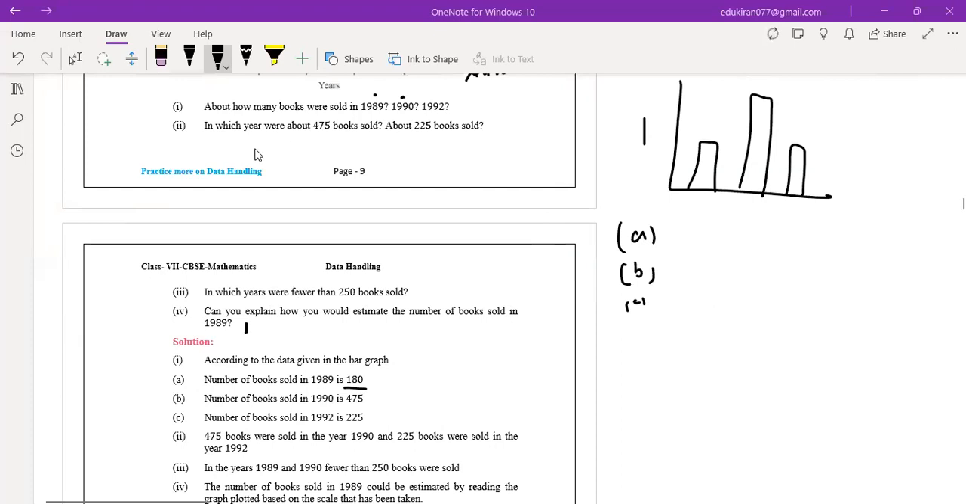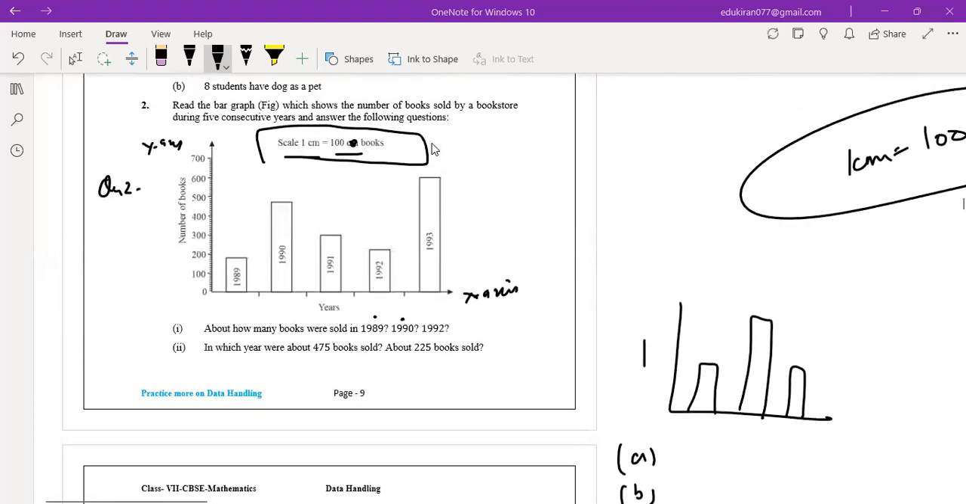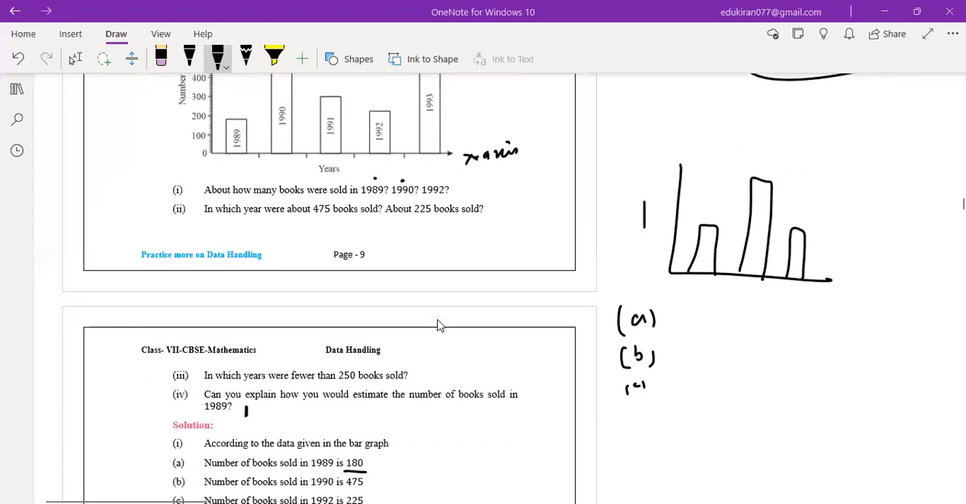Okay, good. Second question, in which year were about 475 books sold, guys? Ma'am, 1990. Okay, 1990. And 225? Ma'am, not 89. 1992, ma'am. That was the correct answer. Next.